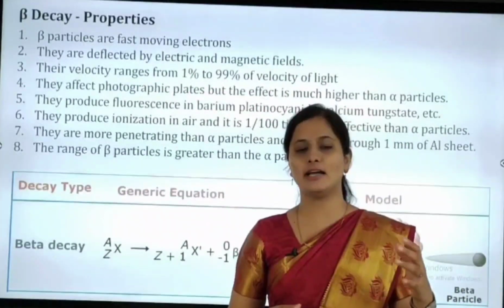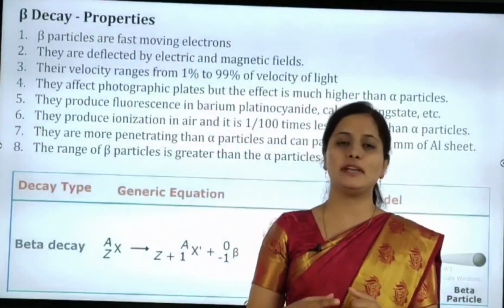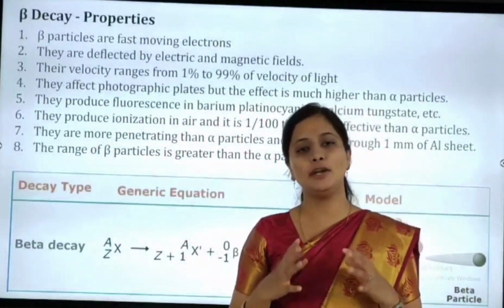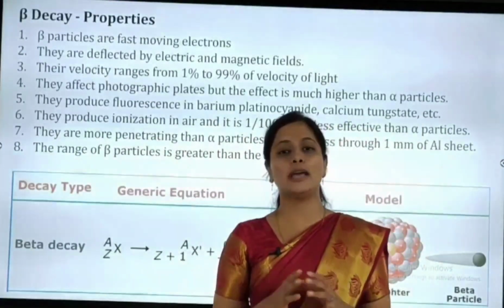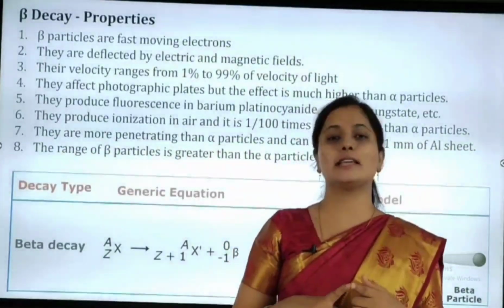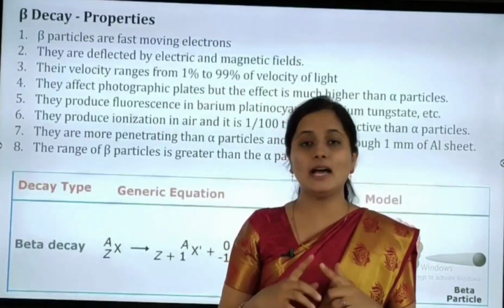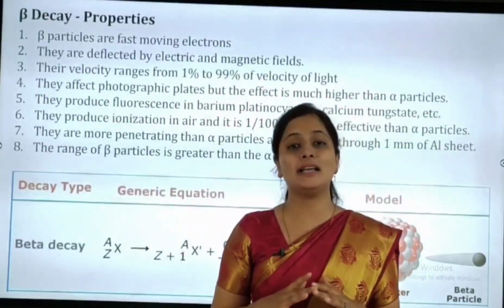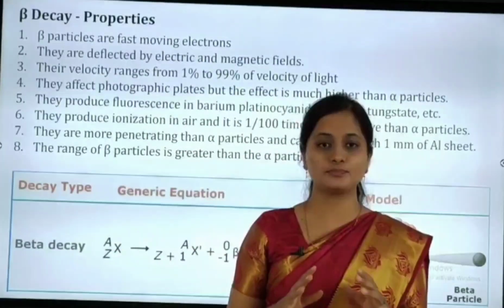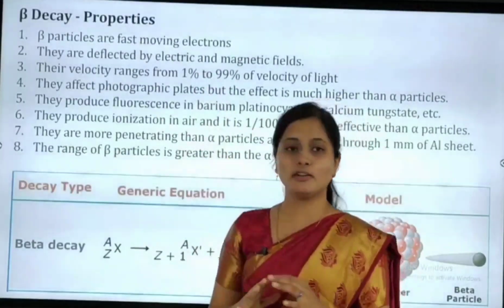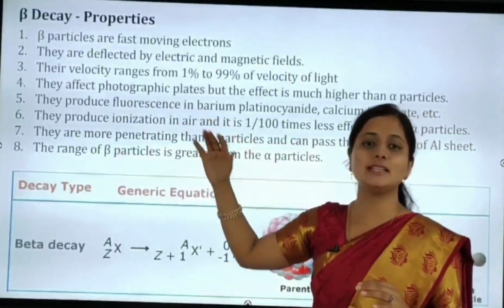I already told you in a previous video that alpha is positively charged, beta is negative and gamma is neutral. Before studying nuclear physics, we should know that alpha is positive, beta is negative and gamma is neutral, and that alpha and beta are particles, but gamma is only radiation, not a particle. So here we completed our first and second properties. We'll see the third property.